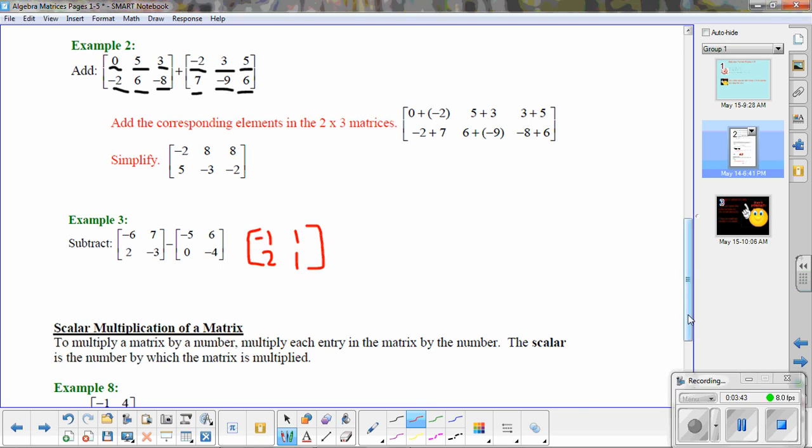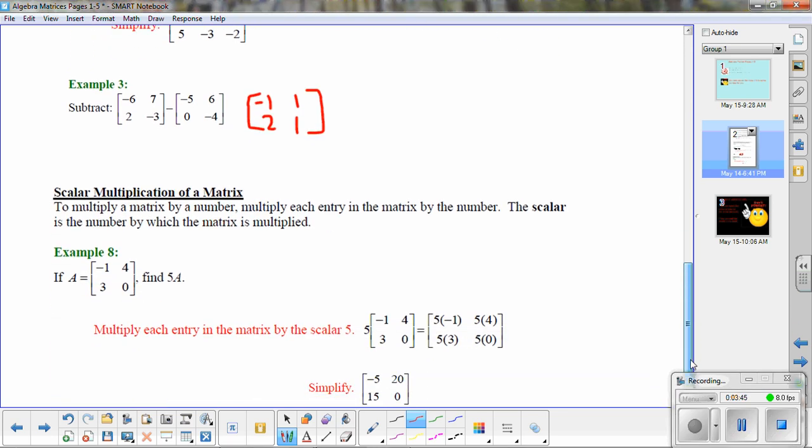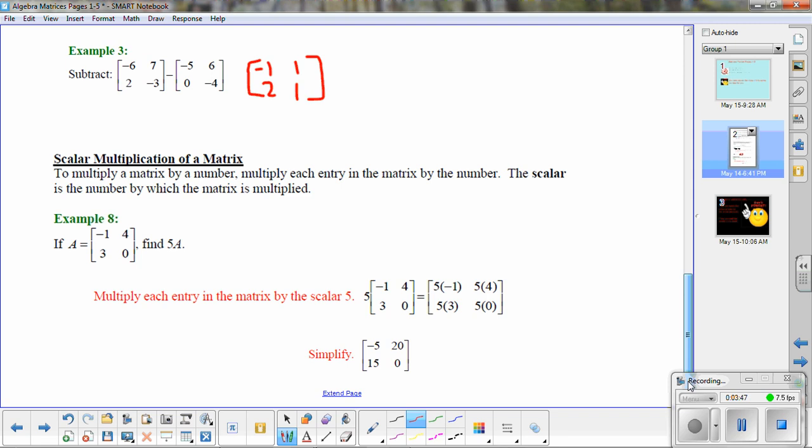The last thing we're going to do is move to scalar multiplication of a matrix. To multiply a matrix by a number, multiply each entry in the matrix by the number. The scalar is the number by which the matrix is multiplied. For example, if A is equal to this right here, finding 5A is just taking and multiplying everything inside of here by 5. 5 times -1 is -5. 5 times 4 is 20. 5 times 3 is 15. 5 times 0 is 0.